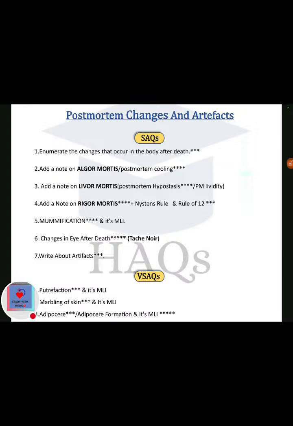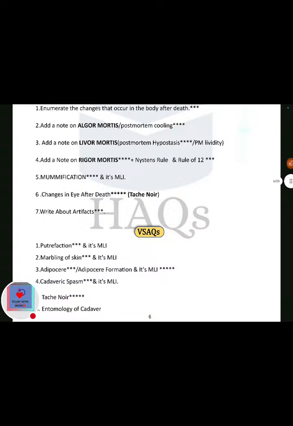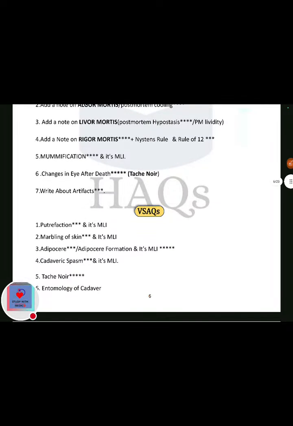Let's discuss adipocere in detail, mummification in detail. Tache noire we have discussed. Artifacts we have to discuss. So let's see what is adipocere or saponification. Adipo means fat and cere means wax, so fat converts into wax. The fatty tissue of the body changes into a soap-like substance. It is called adipocere. Appearance: it is soft initially and later becomes hard, wax-like. It is brown in color with an ammoniacal odor.